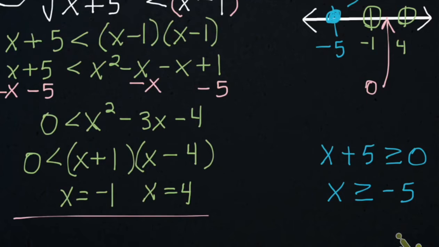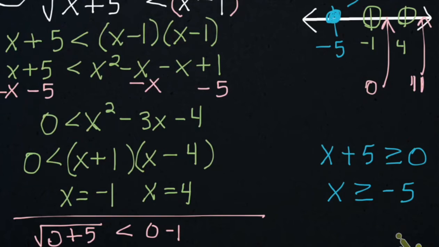So let's plug it in. If I've got the square root of 0 plus 5, is that less than 0 minus 1? Well, the square root of 5, that's going to be 2 point something because it's bigger than 4. Is 2 point something less than a negative 1? No. So we're not going to shade right there. Now let's look at the 4. What's above 4? Give me a big number. So I'm going to do 11.